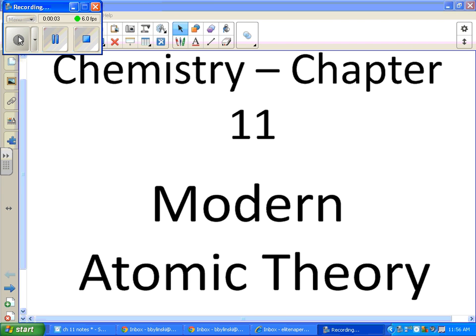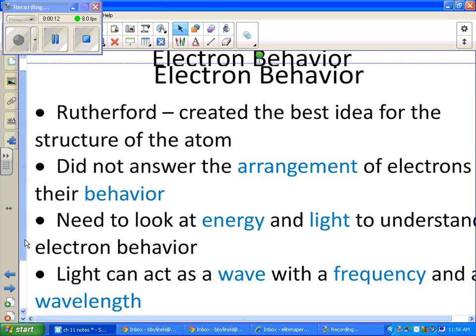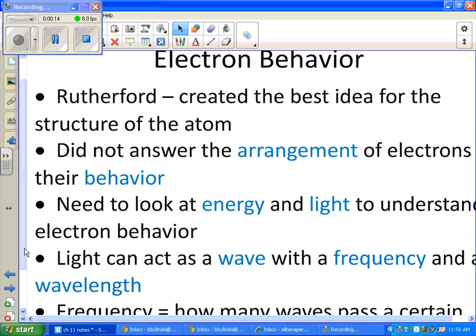Okay, we are now in chapter 11 in chemistry, and this chapter is the modern atomic theory. Alright, the first thing we want to look at is just a little reminder of people who have figured out the structure of the atom.